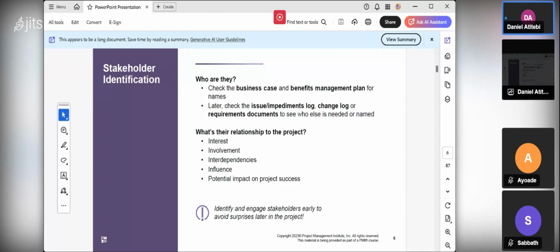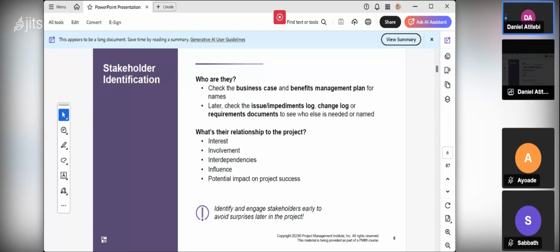Then what is their influence? Very important. There are some stakeholders that have high influence, high power. So how do you relate with them? You don't play with a stakeholder that has high influence in your project and also equally high power or high interest. You need to know how you are going to manage such a stakeholder. So you can identify them. Later on, we are going to see how you are going to identify them.